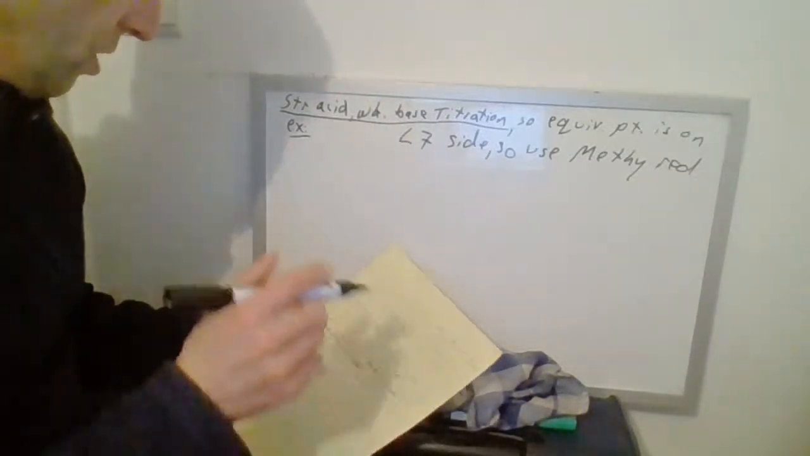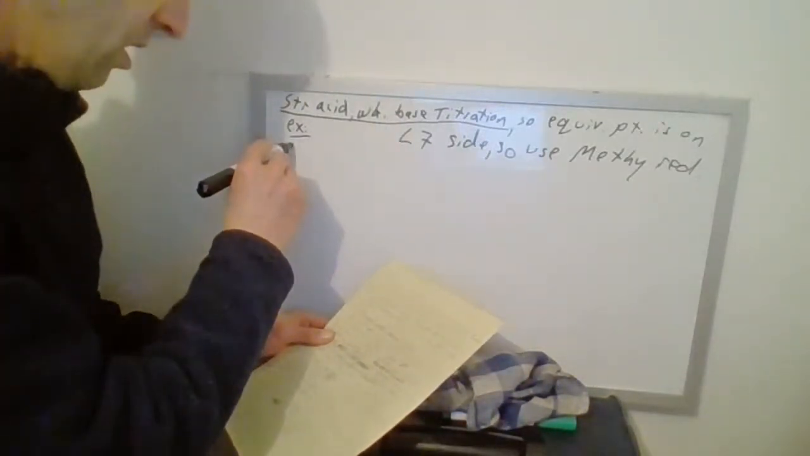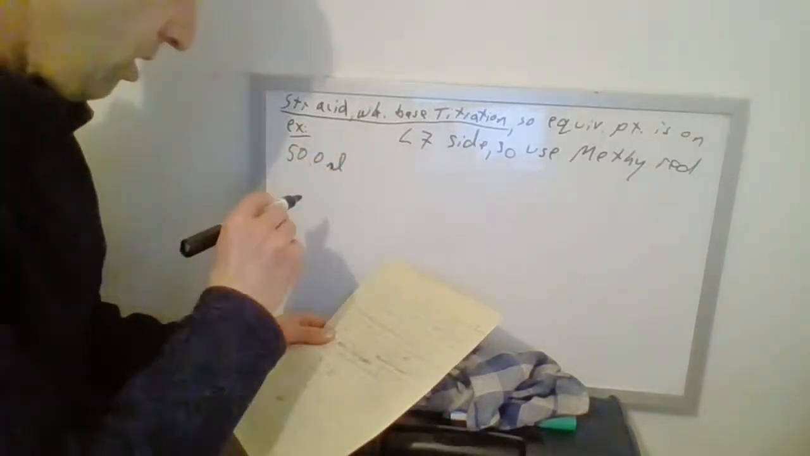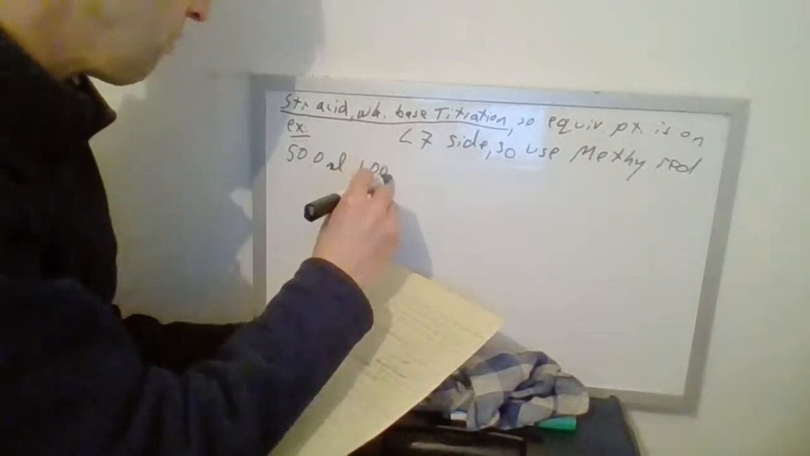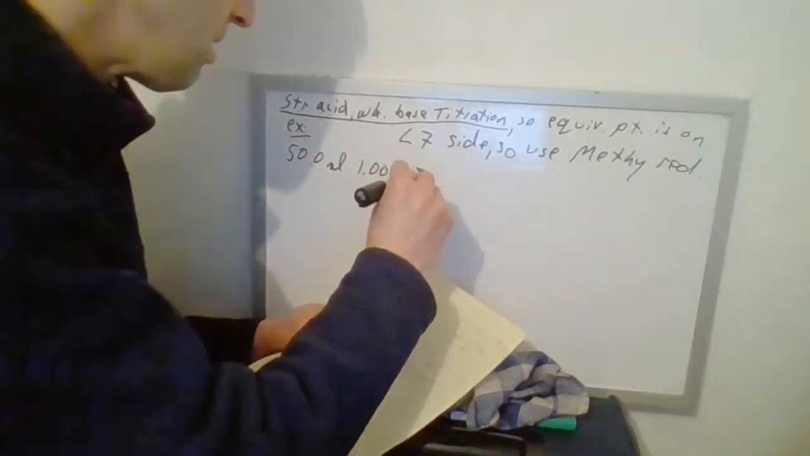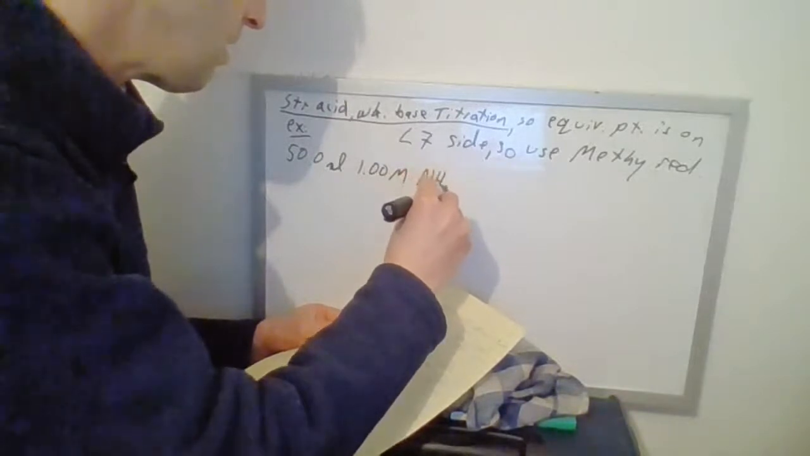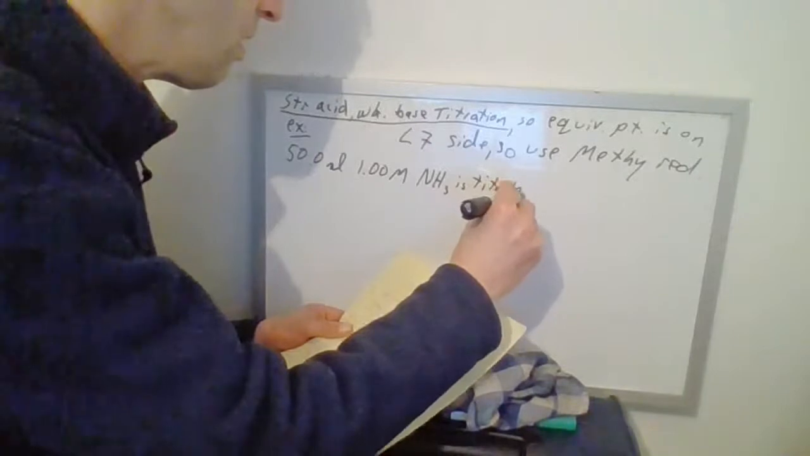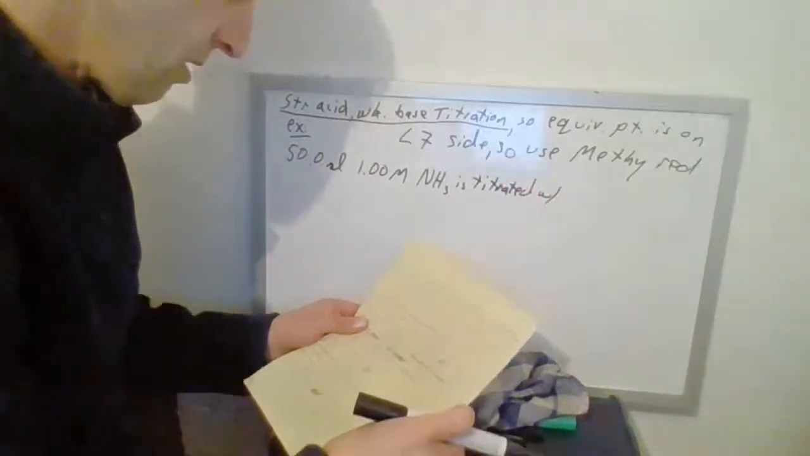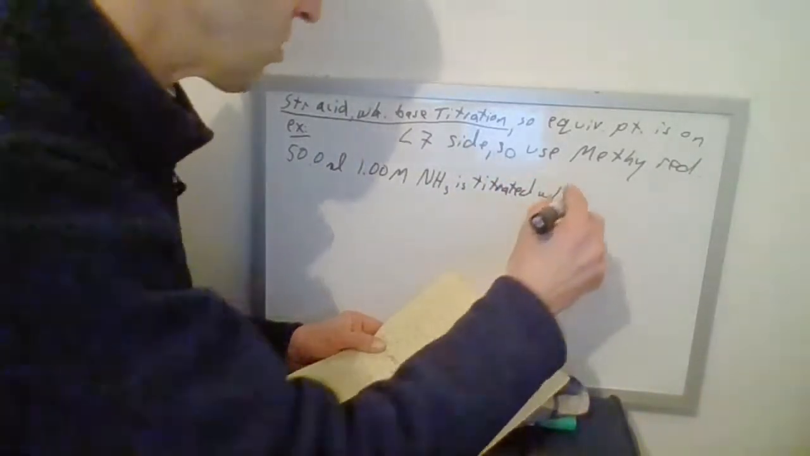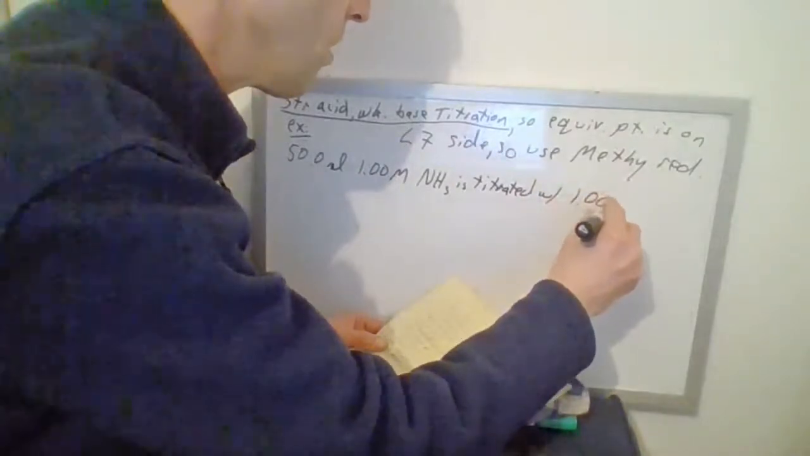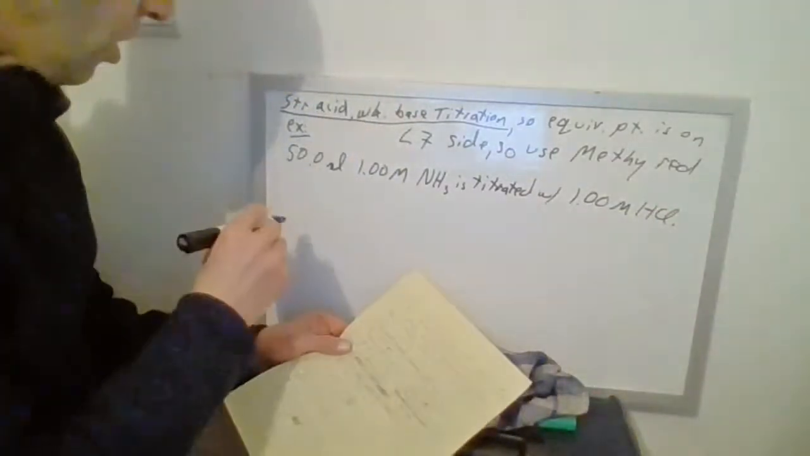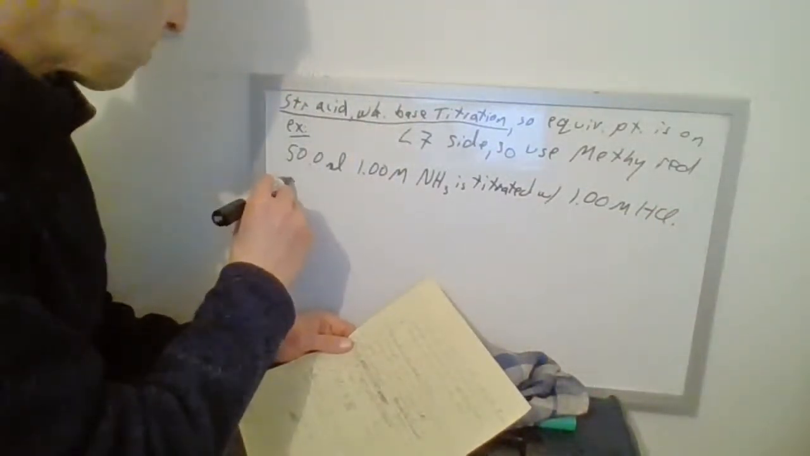All right, so what are we doing? We're having 50.0 milliliters of 1.00 molar NH3 titrated with 1.00 molar HCl. Okay, so as you can guess, we want the pH, part A, pH if 0 milliliters HCl added.